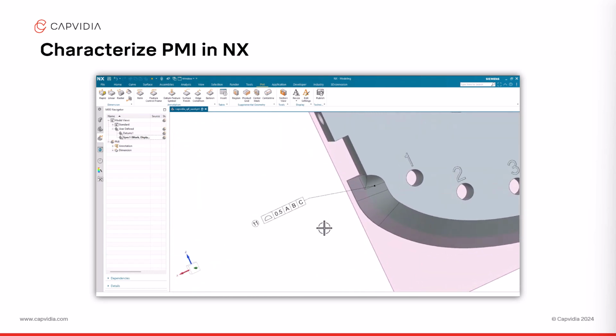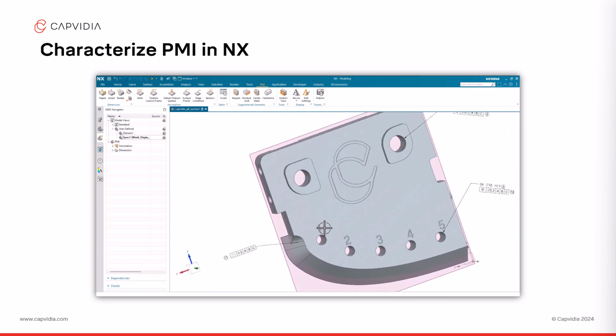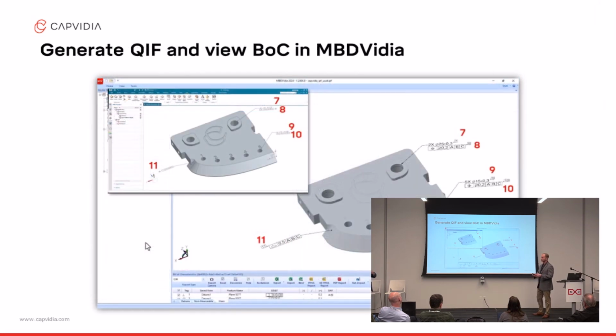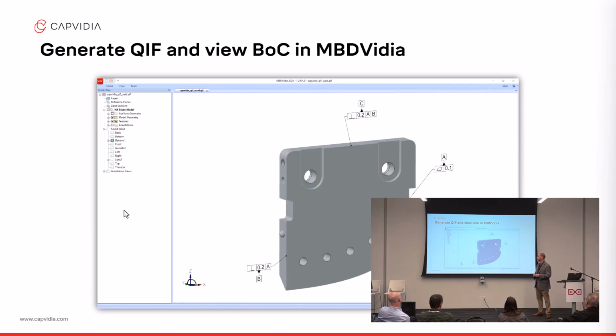So this is our starting point. This is our product definition, and it should be the root to which all of your product workflows are traceable back. Next step, we will generate that QIF and view that bill of characteristics. We'll start working on that bill of characteristics in QIF in MBDVidia.